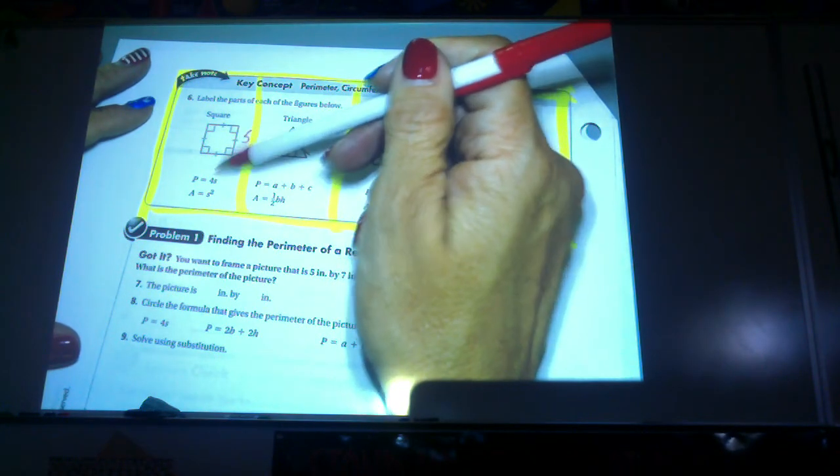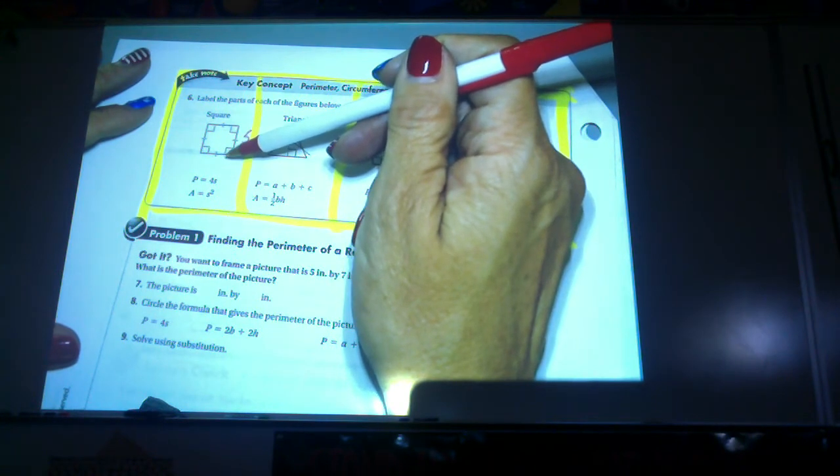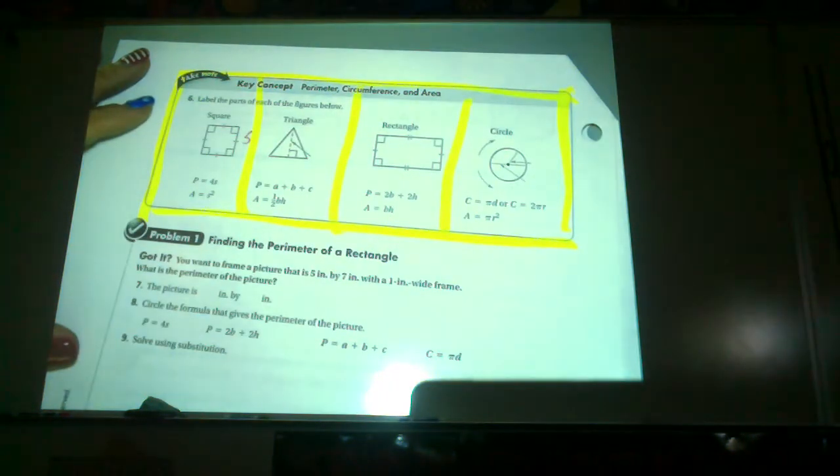How does the squaring come into play? How do I end up getting squared feet? Not through addition, through what? Multiplication.